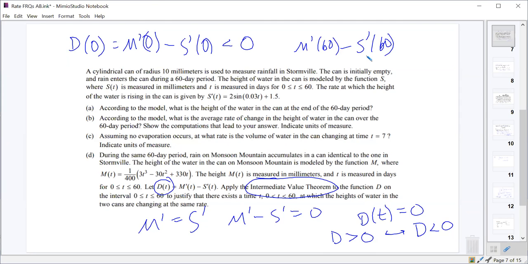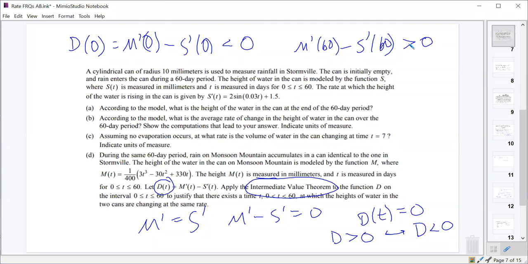And that value, whatever you get out of here, is going to be between -1 and 1. So this is a very small value for s prime of 60. But m prime of 60 is going to be pretty darn big. It's 9 times 60 squared minus 60. That's still going to be 9 plus 330. So this is going to be a larger value. And so m prime of 60 minus s prime of 60 is going to come out to be something that is positive. And you could get the exact value just by plugging it in if you wanted to.